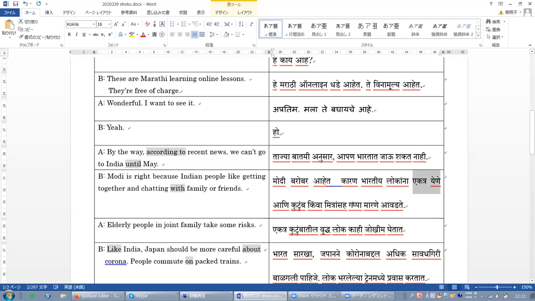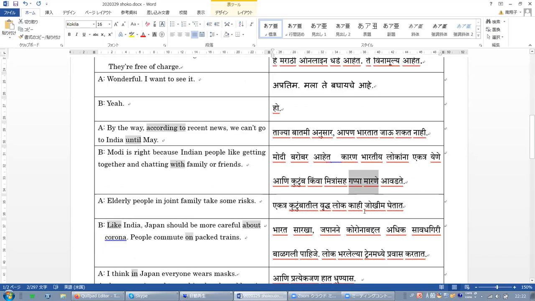I found this phrase very interesting. Gappa marane is to chit chat or have a talk. If you don't say ah, then gappa means quiet. Gappa bas means keep quiet. Oh. And gappa is chit chat. So it has the opposite meaning.